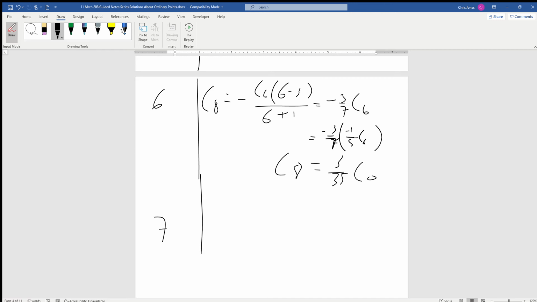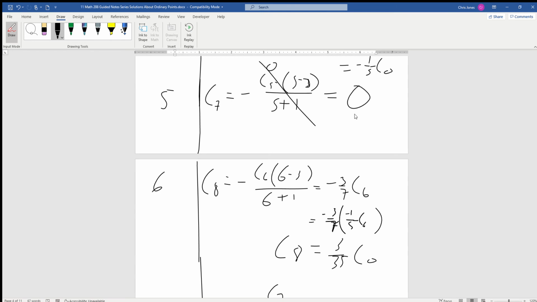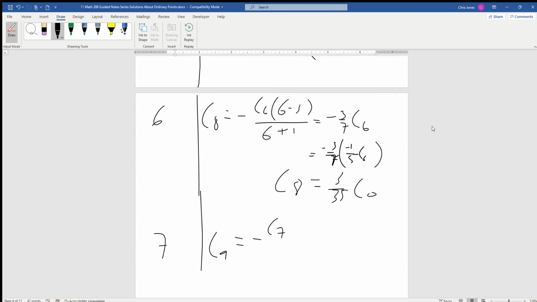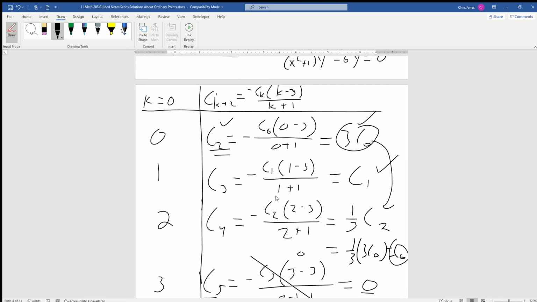So for 7, C9 is going to be equal to the opposite of C7, and we can stop right there because we know C7 is a big old 0. Times it doesn't matter, over it doesn't matter. C7 is 0, so that's going to be equal to 0. So what does that tell us? Well, it tells us that all the odd terms are going to be equal to 0 except for C1 and C3. Now remember, C1 is just C1 and C3 is C3.